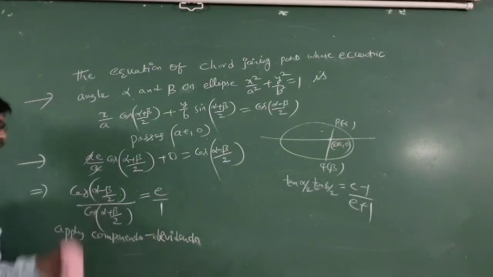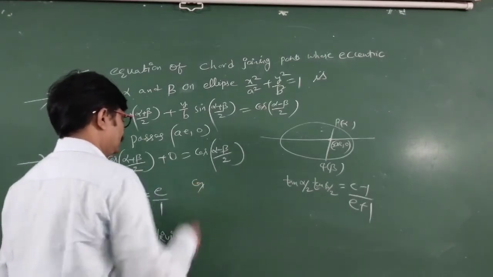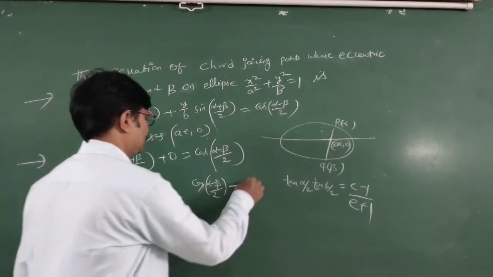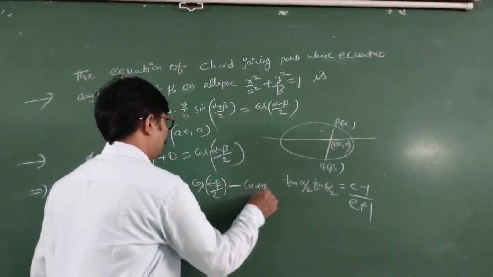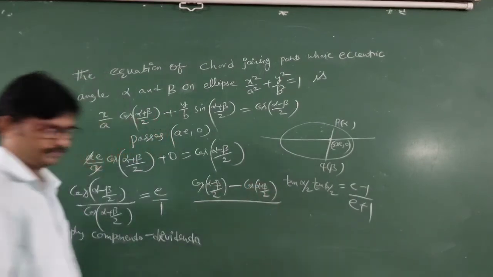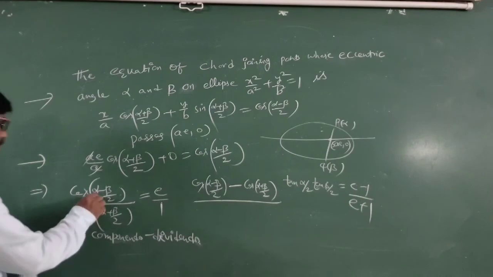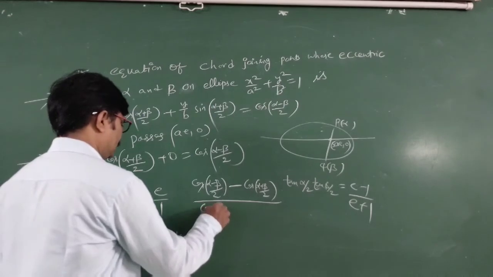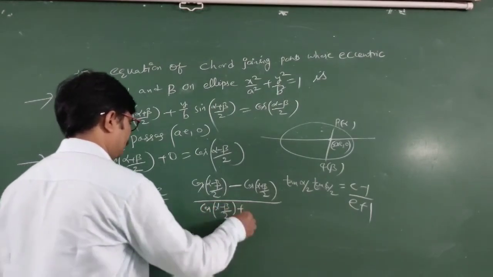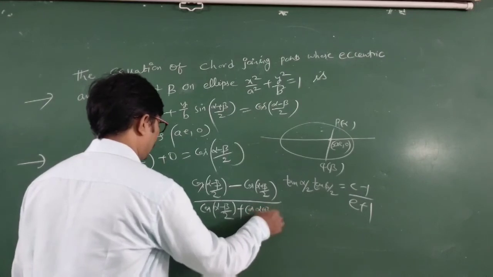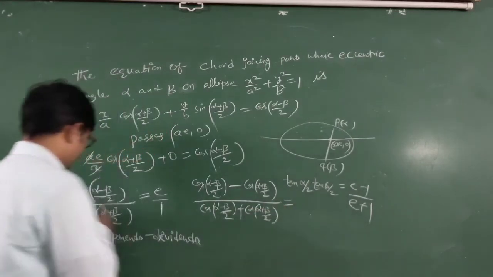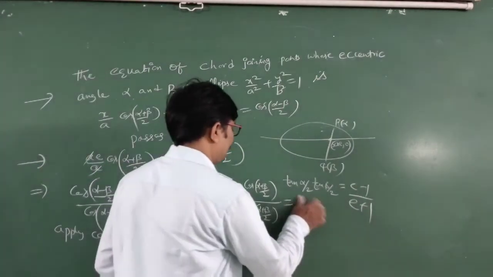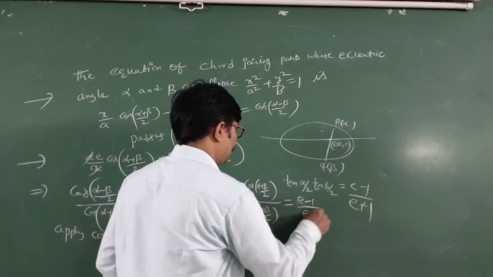Componendo dividendo. That means, students, cos of (alpha minus beta) by 2 minus cos of (alpha plus beta) by 2. We are taking first minus, and then plus: cos of (alpha minus beta) by 2 plus cos of (alpha plus beta) by 2. This is also, students, e minus 1 upon e plus 1.